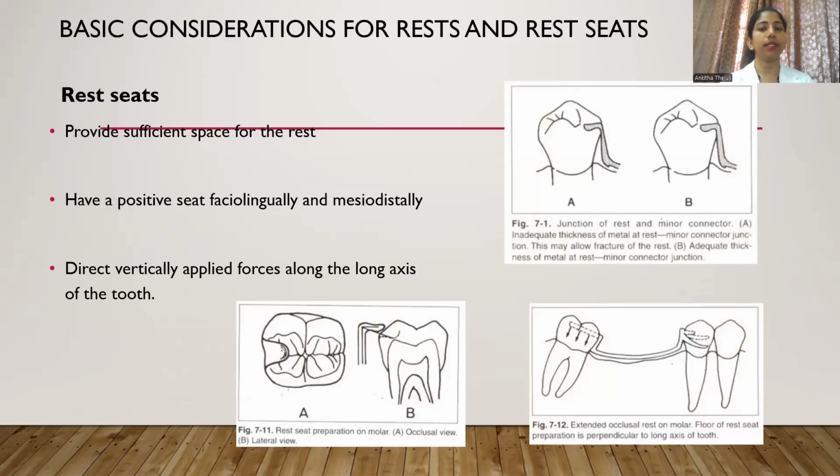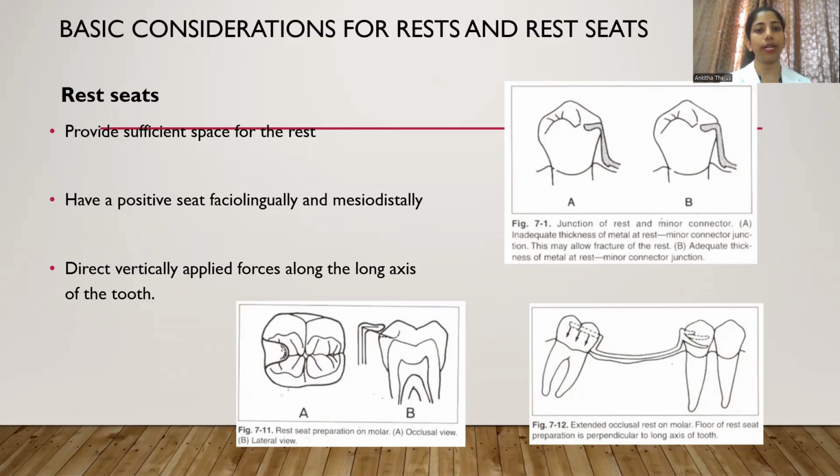Next, we have basic considerations for rest and rest seat. First, the rest seat. It provides sufficient space for the rest. It should have a positive seat, both linguo-gingivally and mesiodistally. The rest seat, as the name suggests, is a seat which accepts the position of the rest.